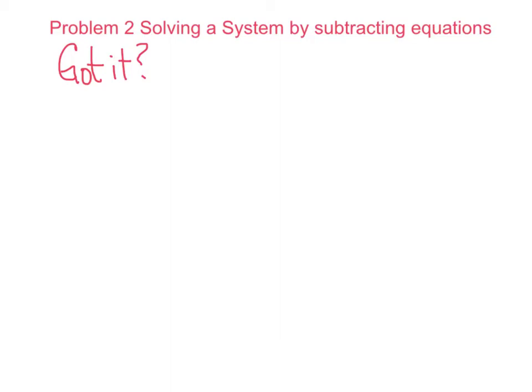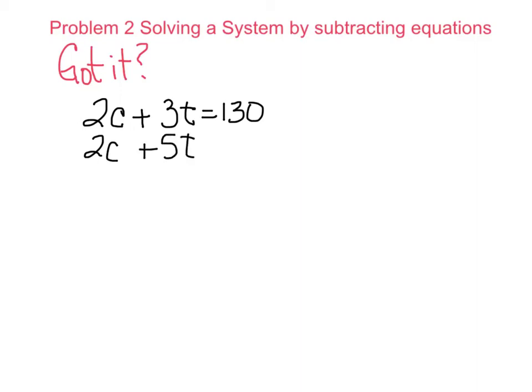First thing, write your equations. So I'm going to use C and T. 2 cars and 3 trucks takes 130 minutes. Washing 2 cars and 5 trucks takes 190 minutes. All right, so step 1. Align everything. Everything is lined up, ready to go.